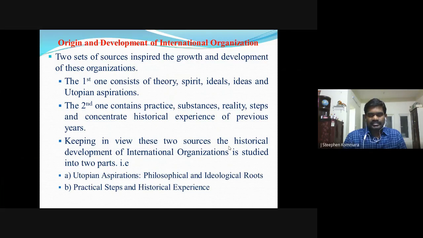The second one contains practice, substances, reality, steps, and concentrated historical experience of previous years. Material also means materialization, substances. Reality: what is the reality of establishing these organizations? What are the steps to take in establishing international organizations? These are all the second source. So keeping in view these two sources, the historical development of international organizations is studied in two parts: number one, utopian aspirations, philosophical and ideological roots; number two, practical steps and historical experience.